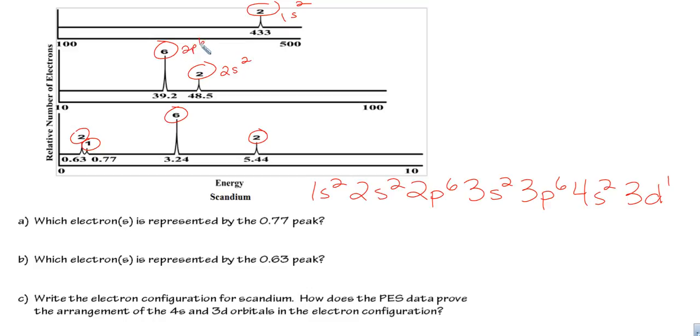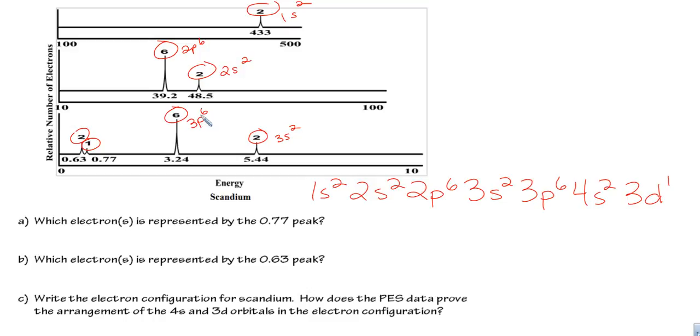And so again, we said that s orbitals or s electrons are lower energy than p's. So when I compare the 2s versus the 2p, it always takes more energy to remove the s electrons. They're in a more stable orbital. Next would be the 3s2. So that must be these guys, because they would be more stable than the 3p6.